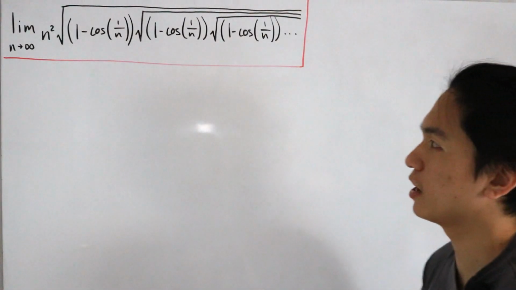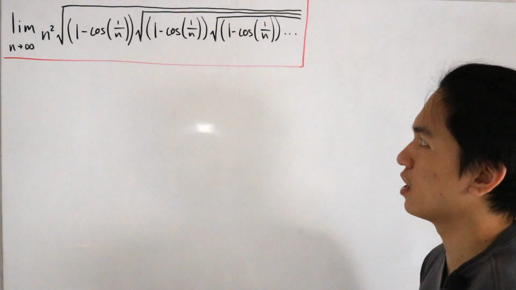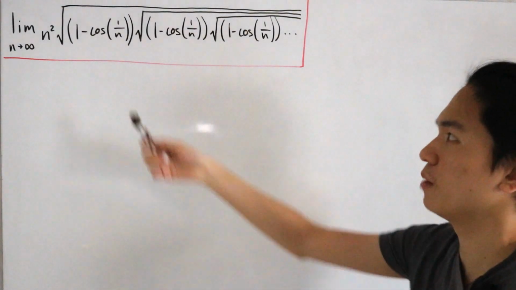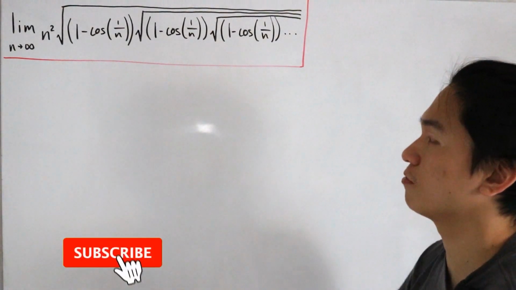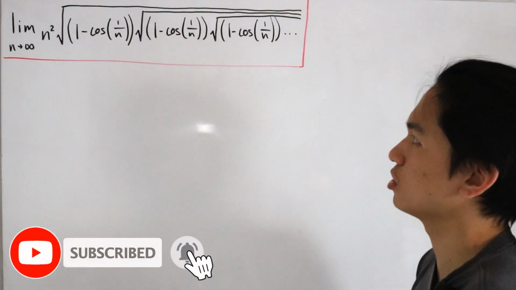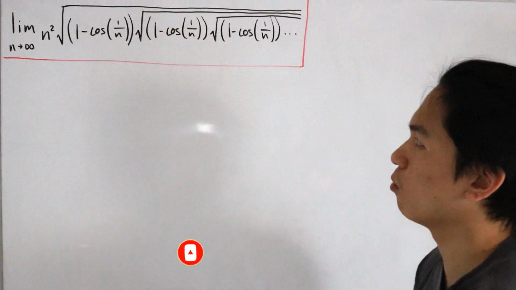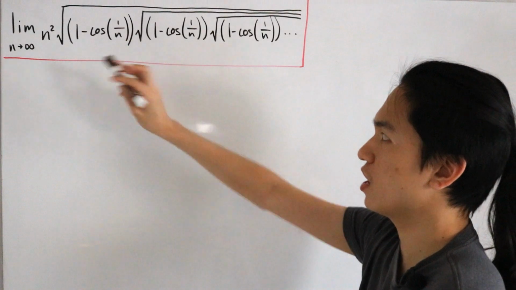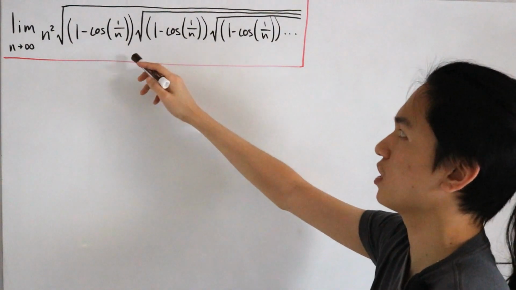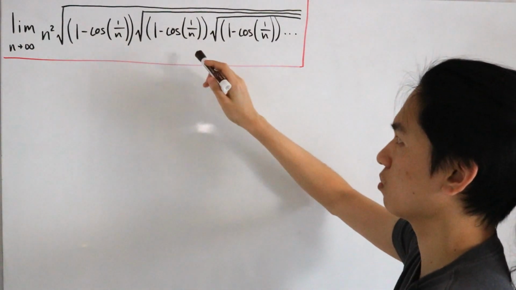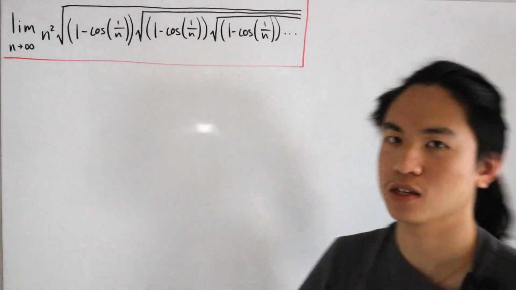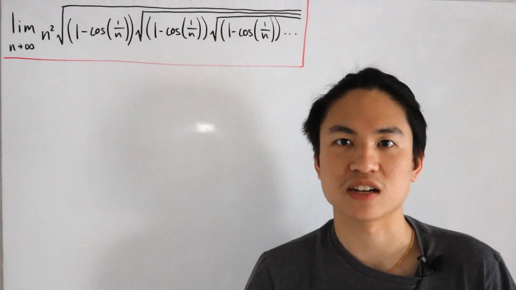So here we have an infinite limit, combined with nested radicals of trigonometric functions. We have n squared multiplied by the square root of 1 minus cosine of 1 over n. Inside that nested radical is the same thing, the square root of 1 minus cosine of 1 over n, and the same thing repeats. Again, the term is nested.